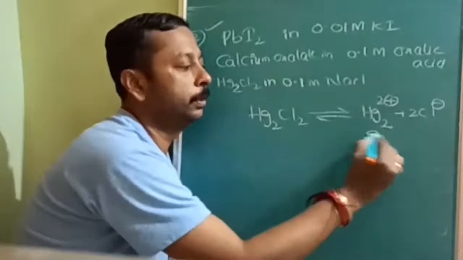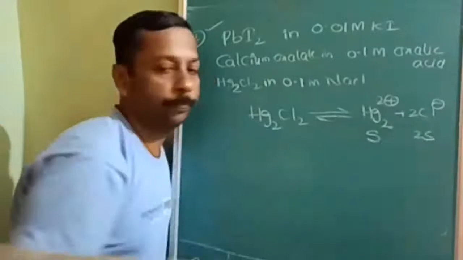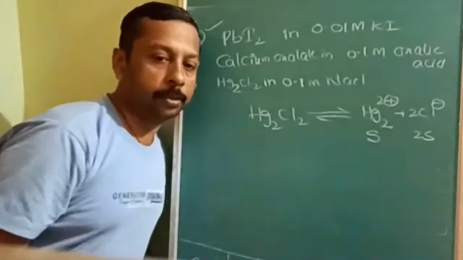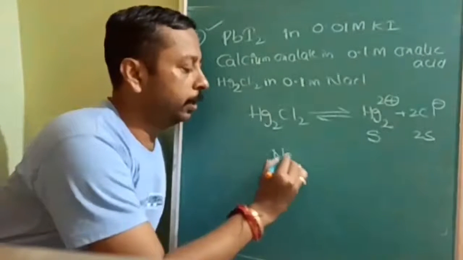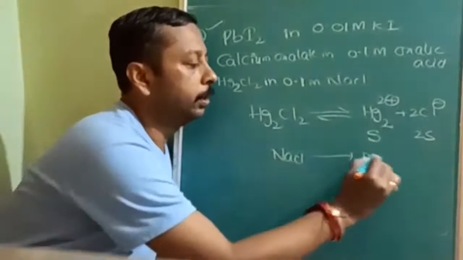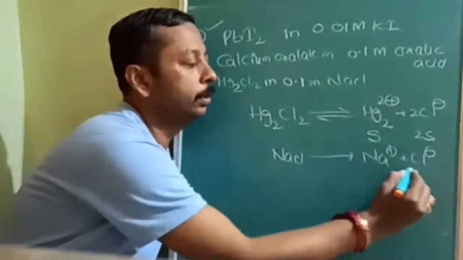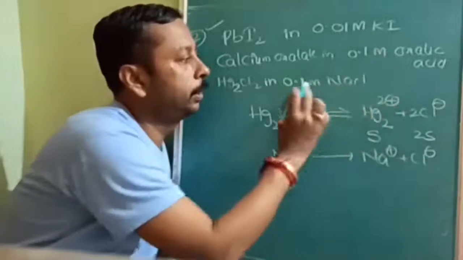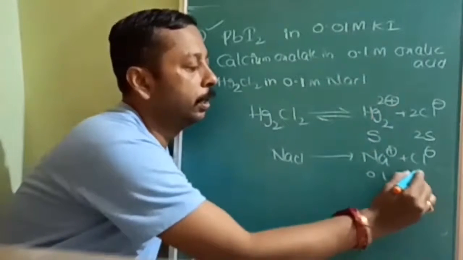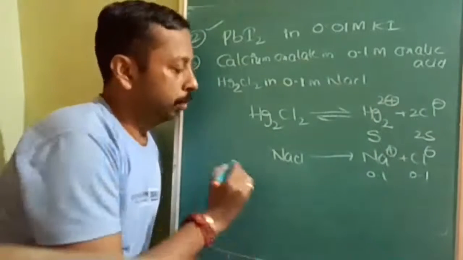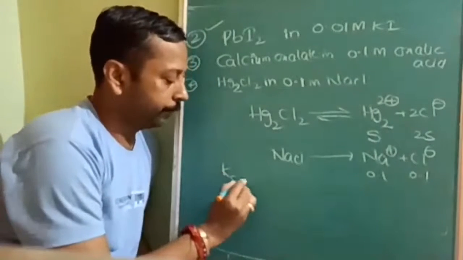So because of this it is going to be S and 2S. And it is in the NaCl. NaCl will be Na+ and Cl minus, and this is completely 0.1 and it is also 0.1. Okay, is it understood? Now KSP.